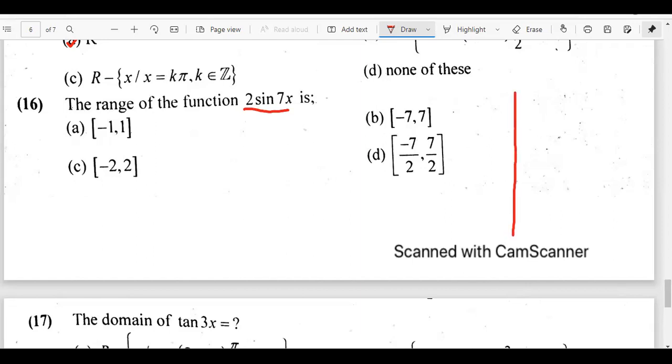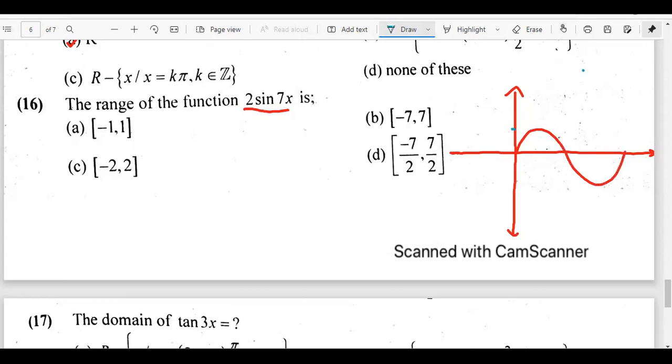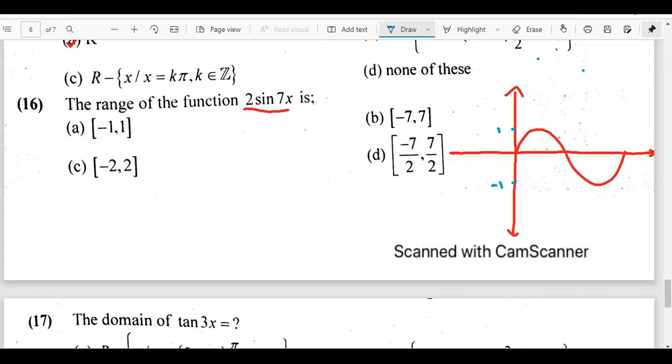This is your y-axis. This is your x-axis. And I'll make the graph of sin x first. This is the graph of sin x. Okay. And this has 1 here and it has minus 1 here. And now I am going to make the graph of 2 sin x. So it would be this one. This would have 2 and it would have minus 2, okay?